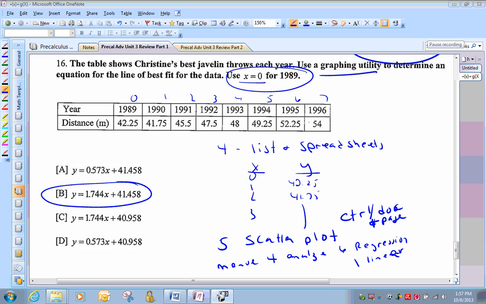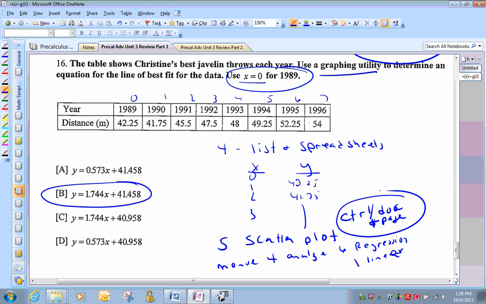Okay, so just to recap, you're going to open up a document, say no to save any past documents. You're going to do 4, lists and spreadsheets. You will enter your data, being very careful to note what your x values start at. After you enter your data, then you're going to press control doc to add a page. It'll say plus page above the document, and you have to control to hit that.